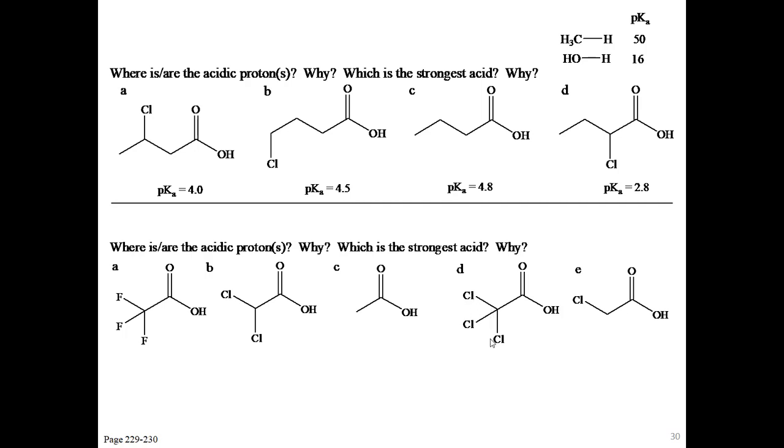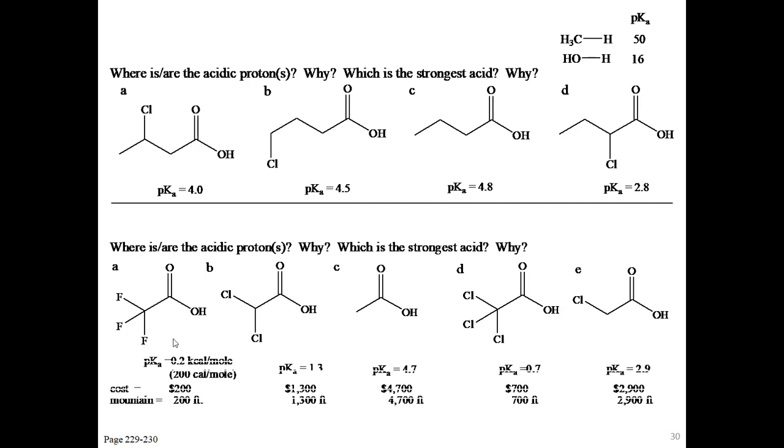But when I compare these 3 chlorines to 3 fluorines, 3 fluorines are going to be way more electron withdrawing than 3 chlorines, and so this should be the lowest pKa of all. So let's double check ourselves and see. And so we see this is 0.2. This is almost what we would call a strong acid. This is really pretty strong.